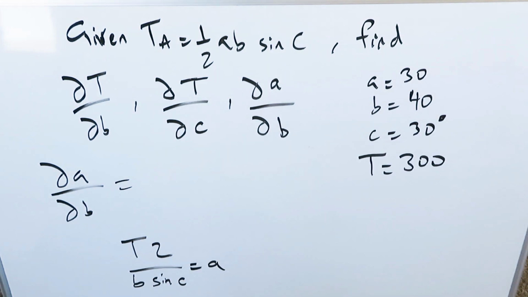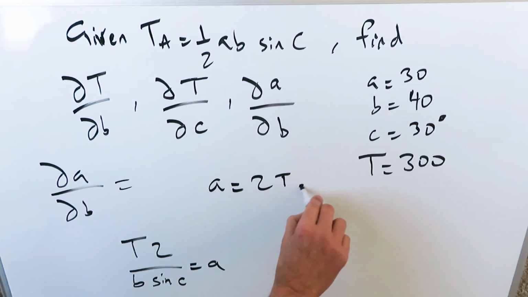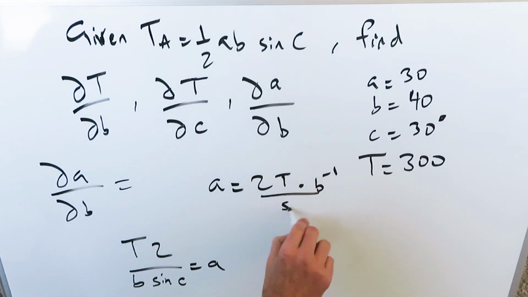What are your variables? Well, your variables are going to be only what you see over here, A and B. Your constants are C, the 2, and the T. So you solve it out. You're looking here at A is equal to, let's write it in a better way, 2T times B to the minus 1 over sine C.